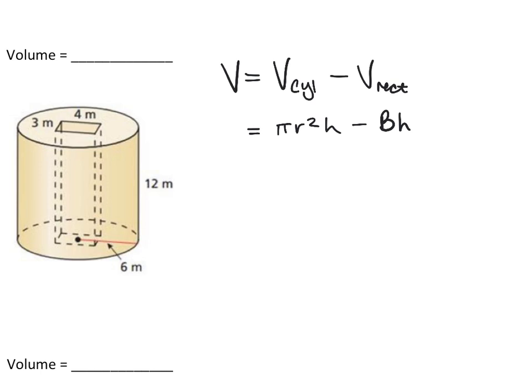I wrote it like this, but instead of using big B, I want us to think about what the base of the shape is. What is the base of this prism? What shape is the base? Not a square, a rectangle. When you're finding the area of a rectangle, what do you do? Yeah, also known as length times width, right?